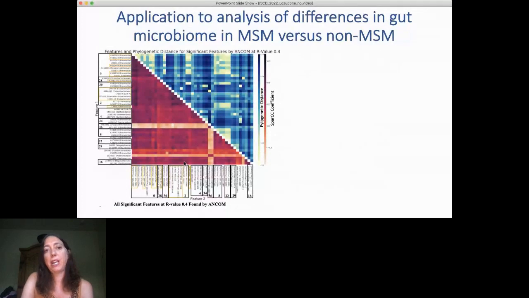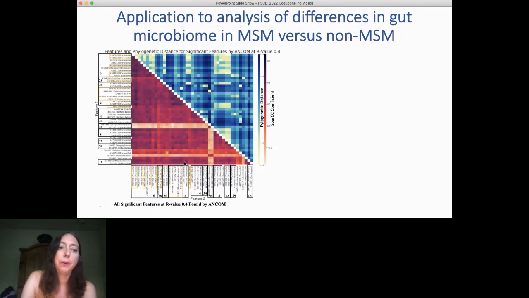This slide shows an application of SCNIC to analysis of differences in the gut microbiome in men who have sex with men versus non-men who have sex with men. As I noted already, we see really strong compositional differences here. And in this analysis, we ran the same comparison both without first applying SCNIC and after applying SCNIC.